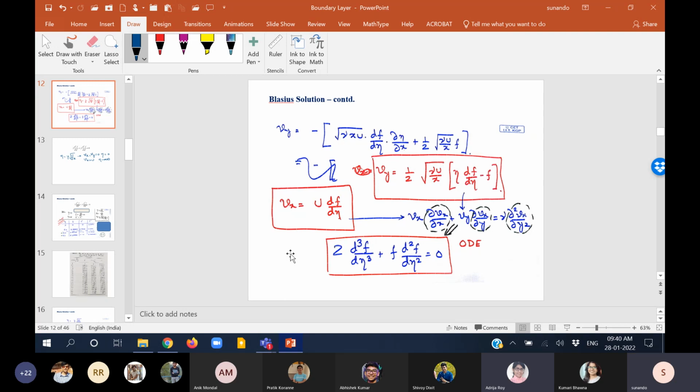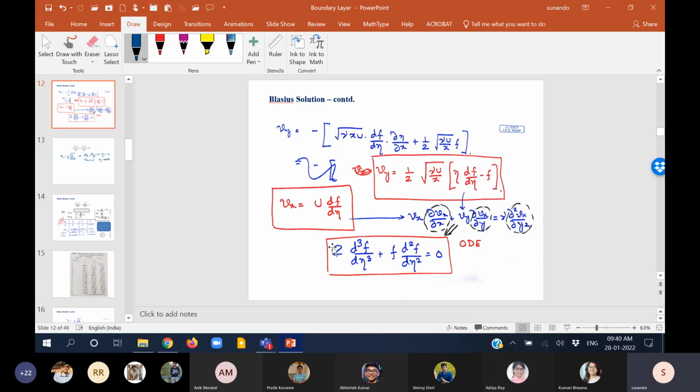So will that also be 0? Can you tell me your logic? Because Vy is also 0 at eta equals 0, and from the first box df by d eta is 0, so then we get that f is equal to 0.